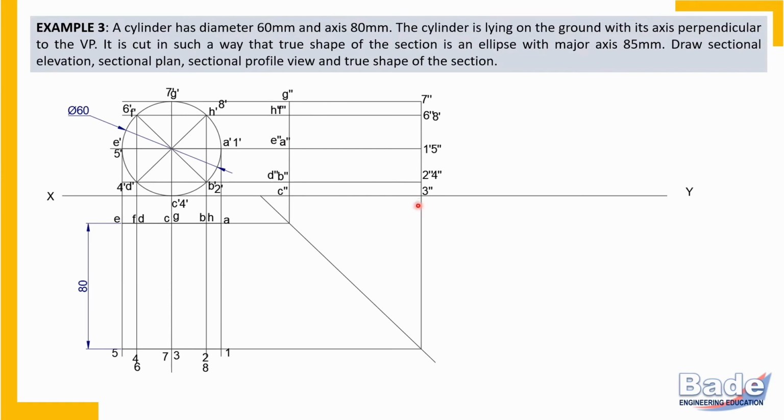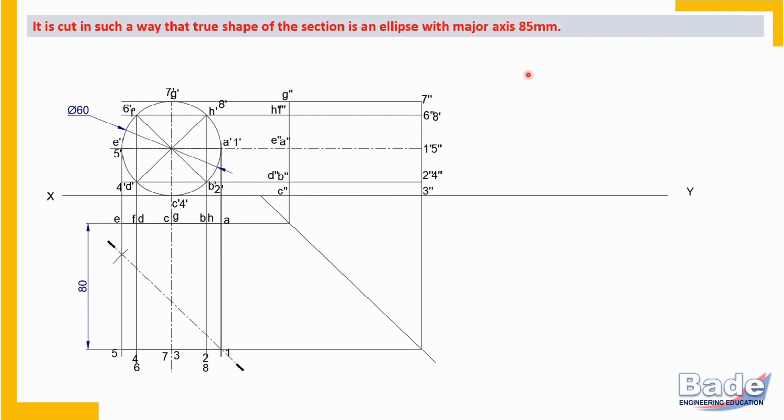Remember, very important step is the position, and second important step is location of the cutting line. It is cut in such a way that true shape of the section is an ellipse with major axis 85 millimeters. Draw sectional front view, sectional top view, sectional side view and true shape of the section. Let's proceed for location of the cutting plane. Okay, now I have located the cutting plane.